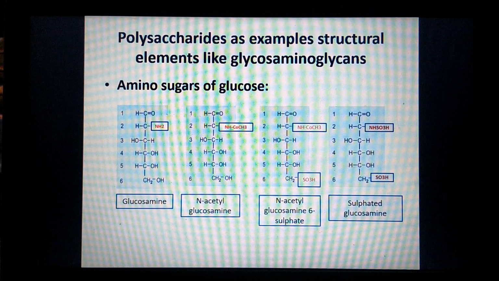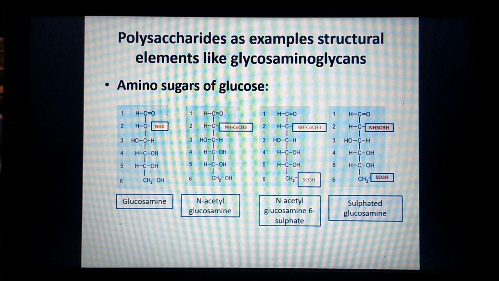So this amino sugar is named as N-acetyl glucosamine. Now in the third figure, sulfate group or SO3H group is attached to the sixth carbon of the glucose along with amino group and acetyl group at second position. Therefore, the name of this sugar is N-acetyl glucosamine 6-sulfate.